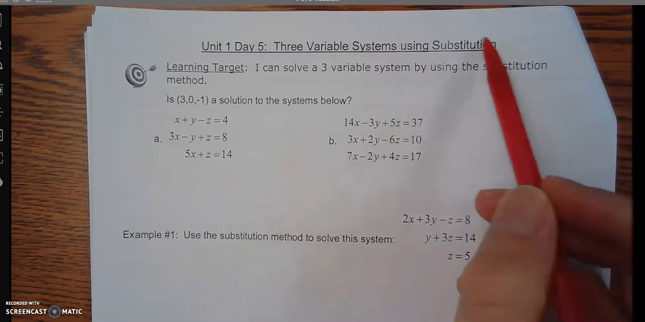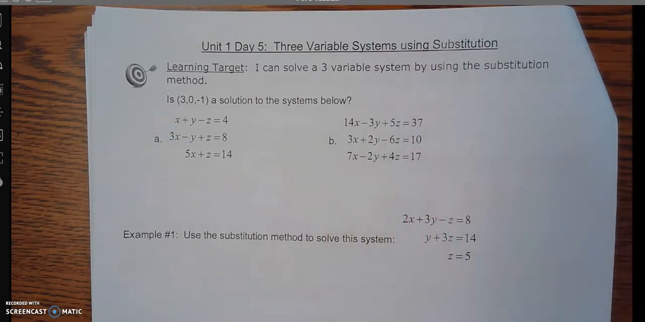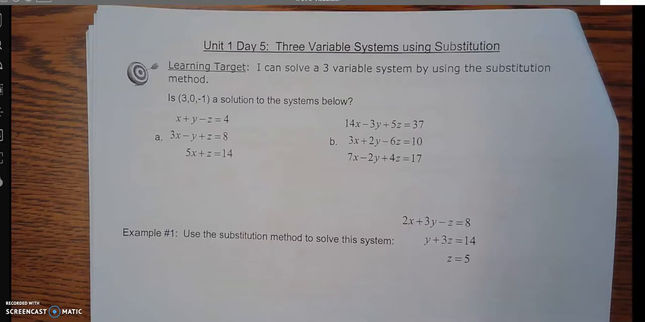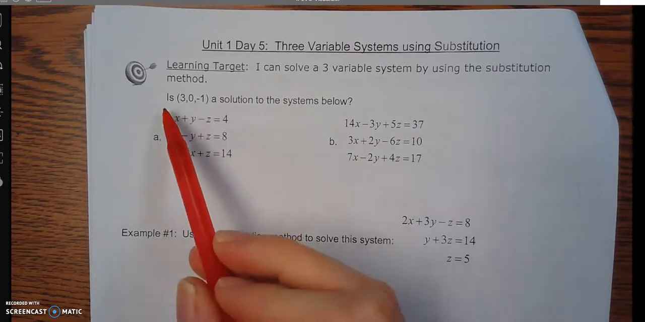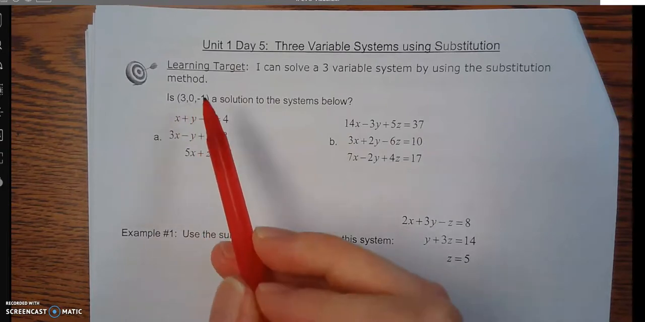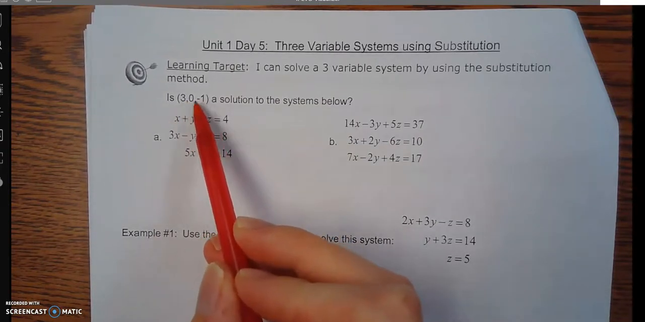And today we're going to focus on just using the substitution method, which is actually the exact same method as what we use with systems of two equations, but it's going to be a little bit more work. So we're basically doing one thing the whole day, but it is kind of a difficult thing. So first, let's just look at what a solution could look like. If you look here, there's three numbers.